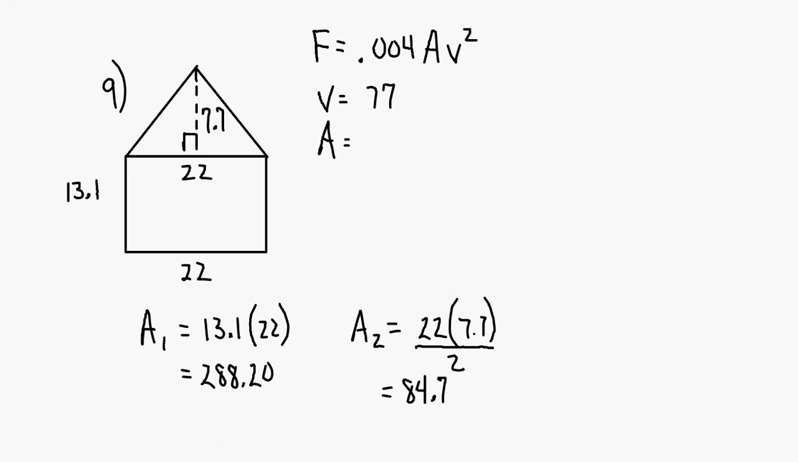Alright, so you have to add these two areas together to get the total area of the side of this building to plug into this formula to find the amount of force by a 77 mile an hour wind. So you're 84.7 plus 288.2, 372.9.